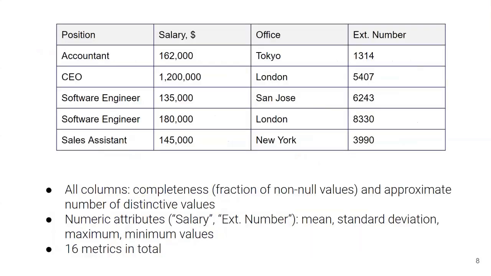Let's briefly take a look at an example data table. Here we have 4 attributes, 2 numerical ones, salary and the extension number, and 2 attributes that are represented as strings. For every attribute, we compute the following metrics: completeness, the fraction of non-null values, and the approximate number of distinct values. For numeric attributes, we additionally compute the mean, standard deviation, as well as minimum and maximum values. So in this particular example, we would compute 16 metrics in total.